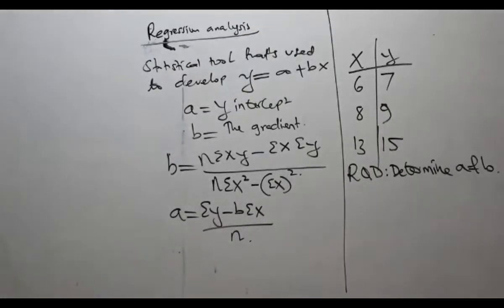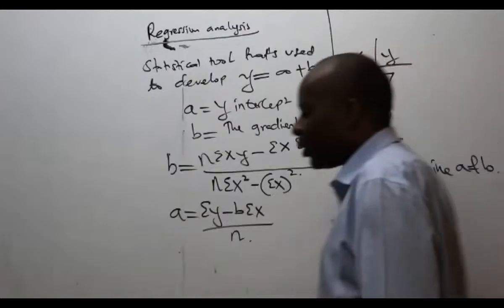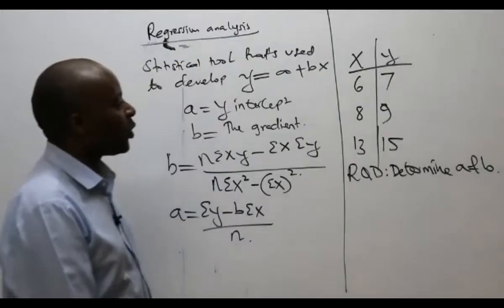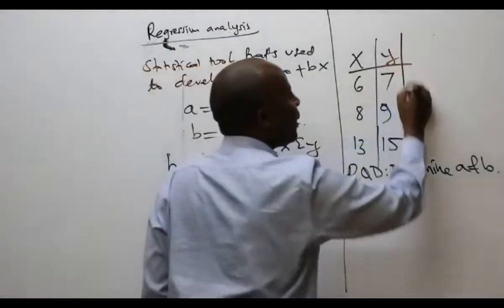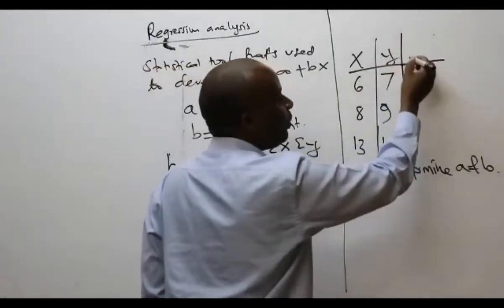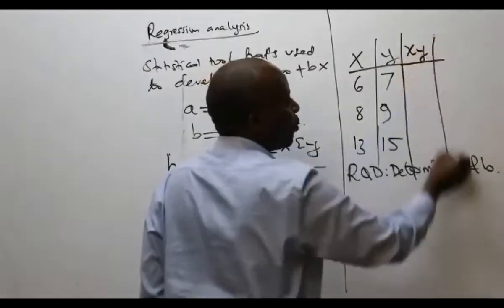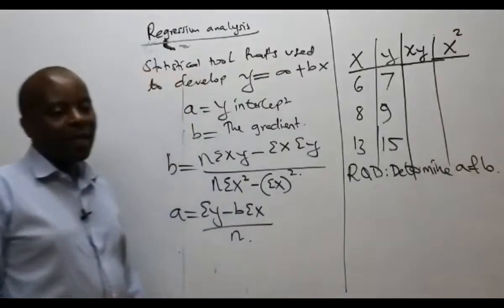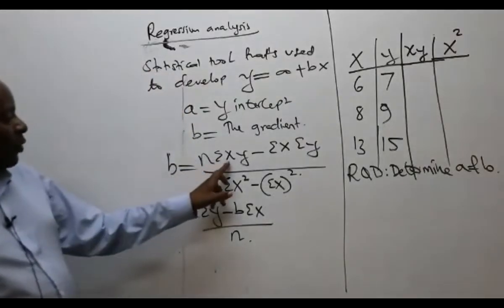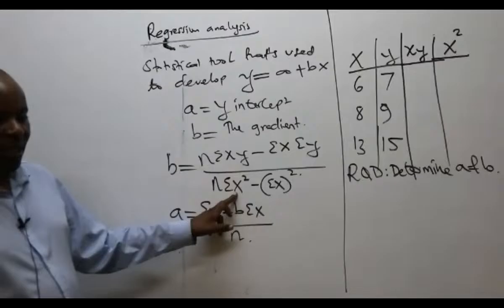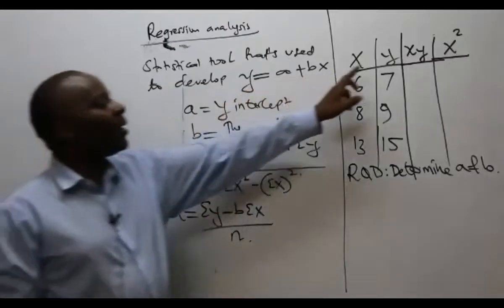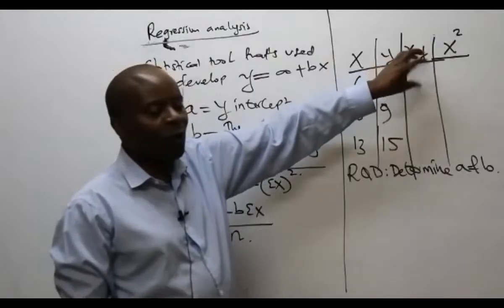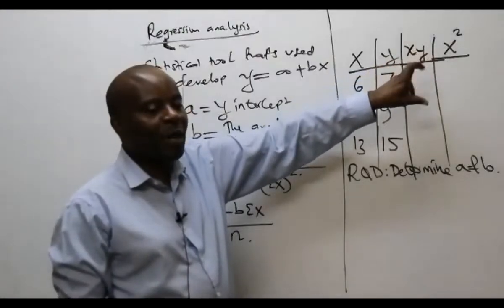So anytime anybody talks of ascertainment of parameters using regression analysis, what you're supposed to do is to create two columns. The first column will capture the multiple xy. The second column will capture the multiple x squared. These are the two additional columns that we would need to be able to get the regression parameters.